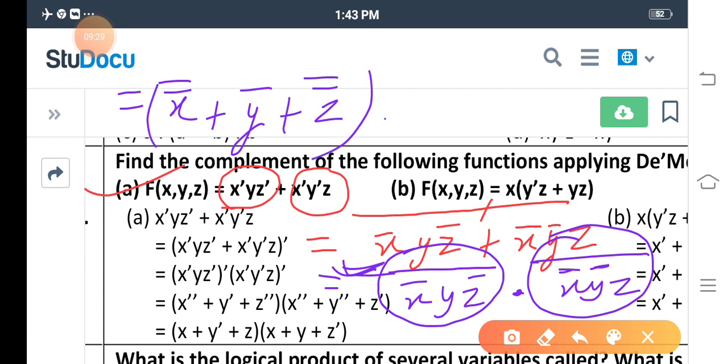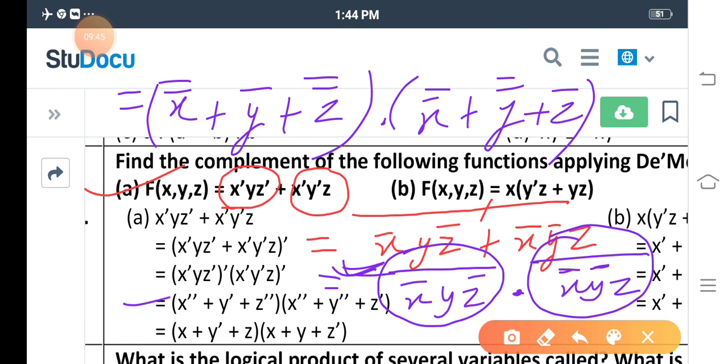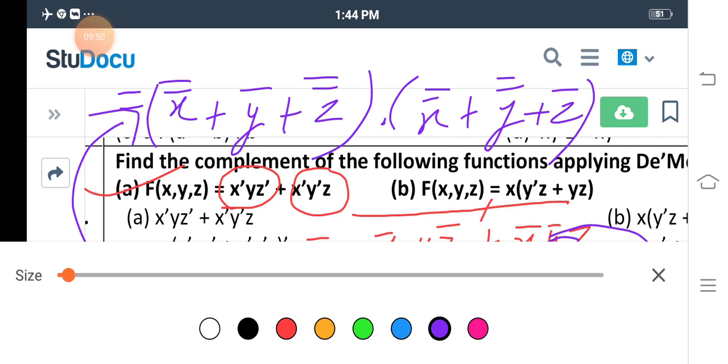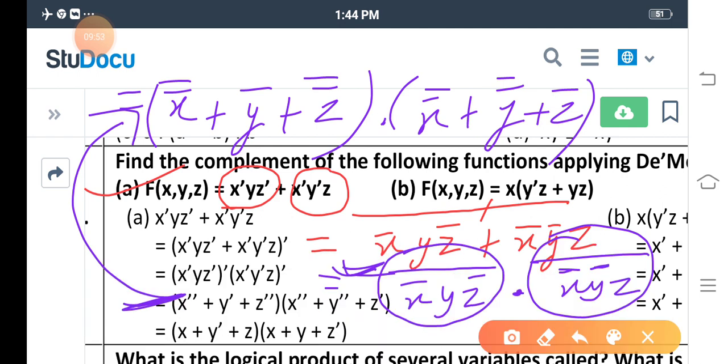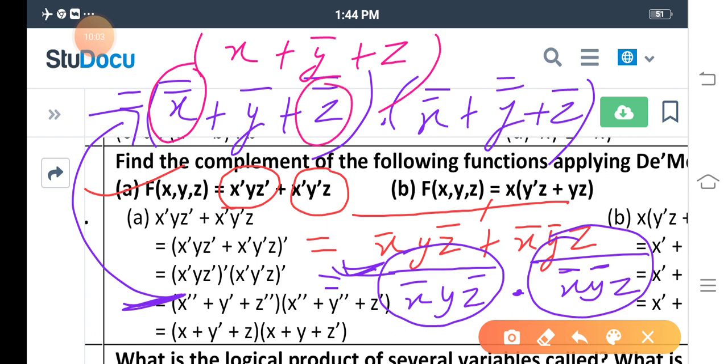This is for the first term only. In the same way you will write for the second: x double bar plus y double bar plus z bar, right? When you solve it, this is the same as that line, because you know here x double complement is equal to x, plus y complement, plus z double complement will be z. So the first term will be this: x plus y bar plus z. Check here: x plus y bar plus z.